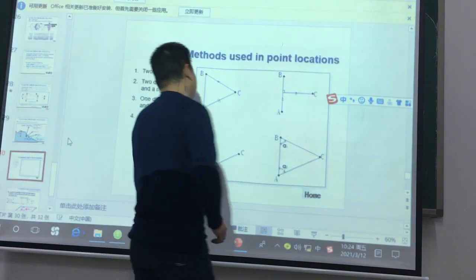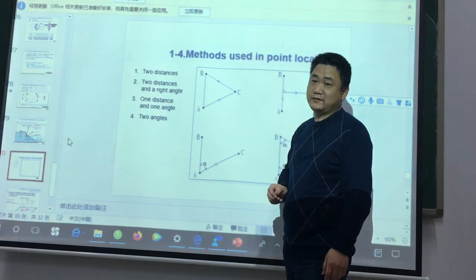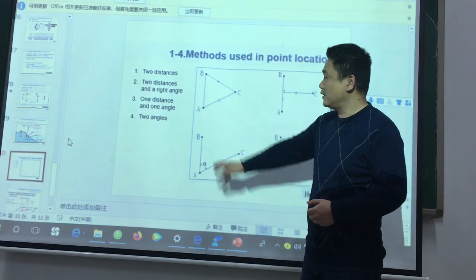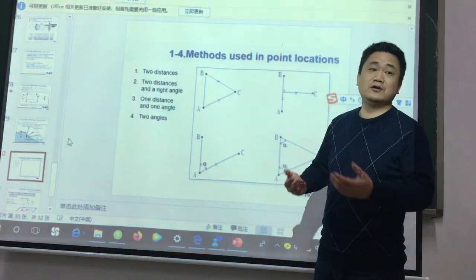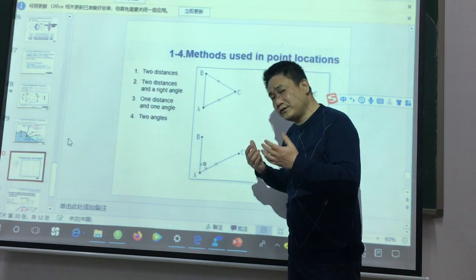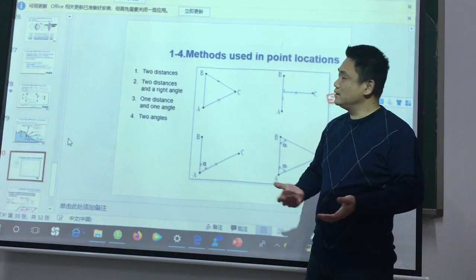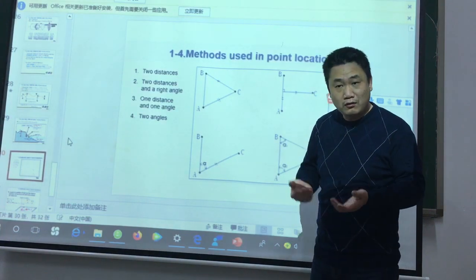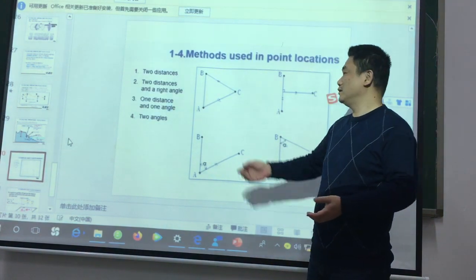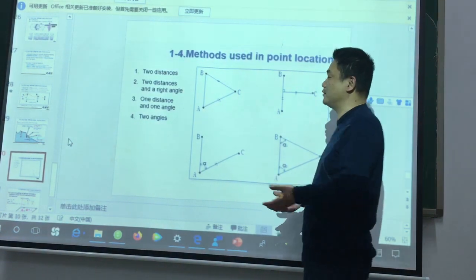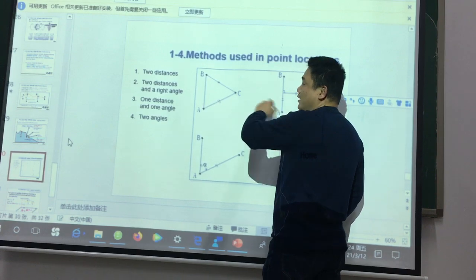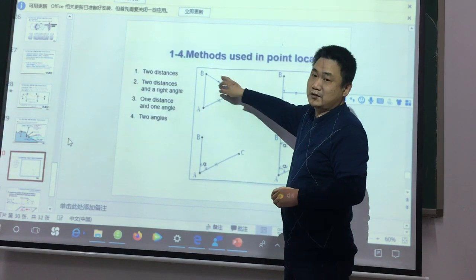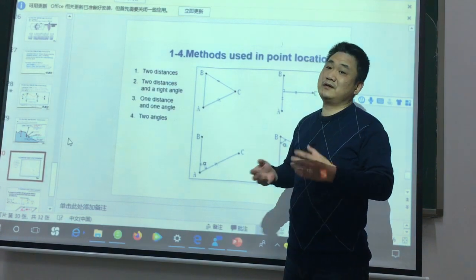First is two distances. That means if point A and point B are given, that means we have known the coordinates of point A and point B. So if we use an instrument to survey, survey point C, and we want to locate point C's position, or we want to get the coordinate of point C, we can use the instrument to survey the distance between A and C and the distance between B and C. So we can use the triangle to calculate the coordinate of point C. I think this can be understood easily.